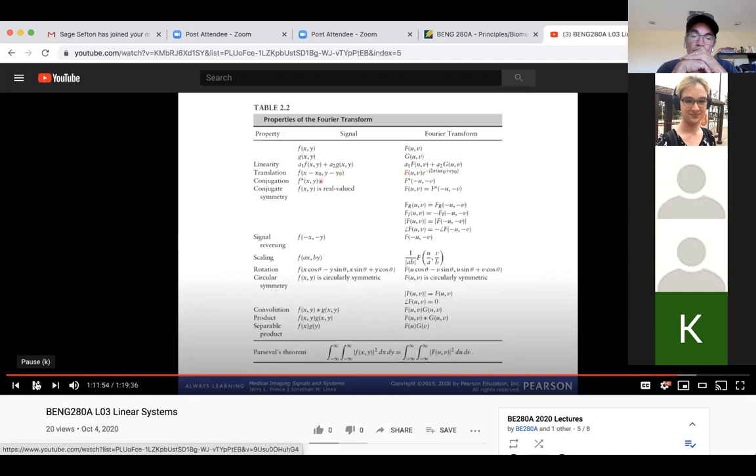If you take a conjugate of a complex function here, it's the conjugate in the Fourier space, but reflected around the origin. Then anything that is conjugate symmetric: if I take the conjugate of something and it's equal to itself, like here, then it's a real valued function. So if you have a real object and you take its Fourier transform, you know the Fourier transform will be conjugate symmetric. Reversing, scaling, you can look at these. This is the one that is tremendously valuable and useful. I mean, they're all valuable and useful, but this is the one that's used all the time.